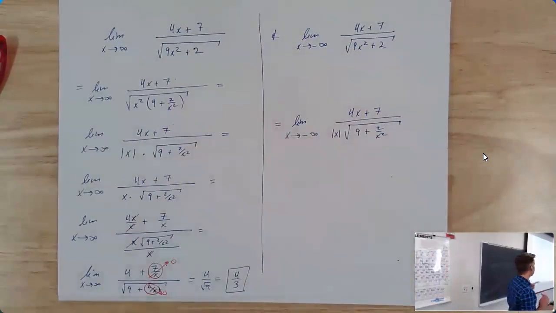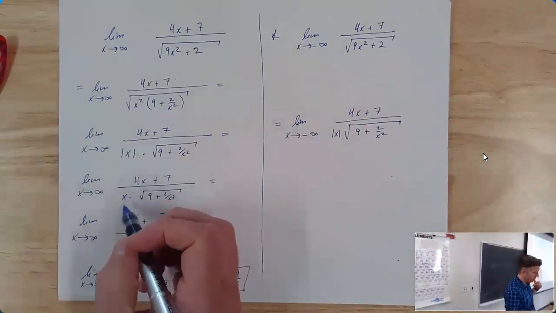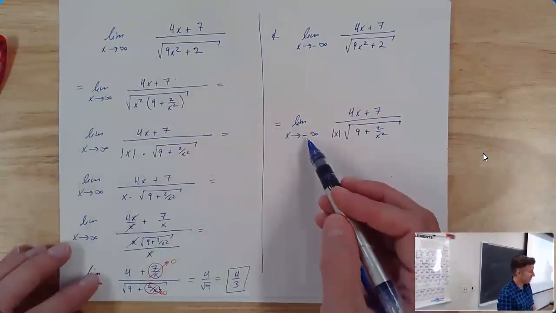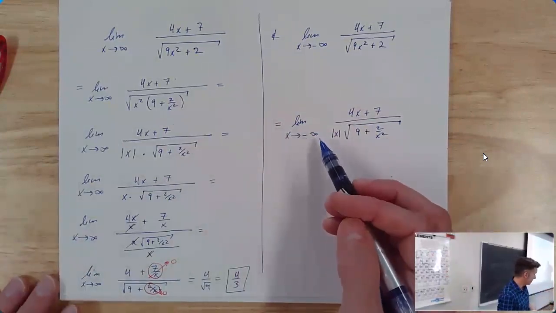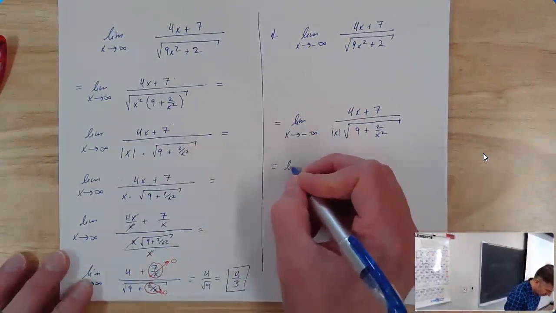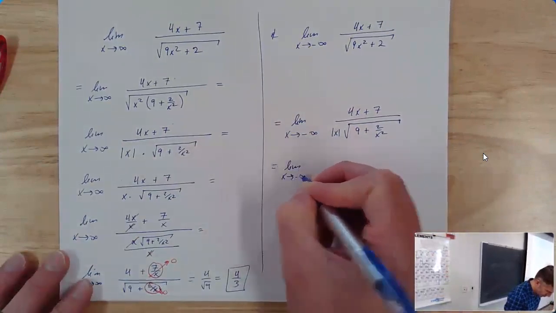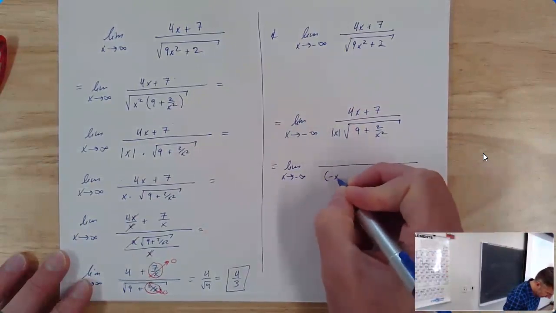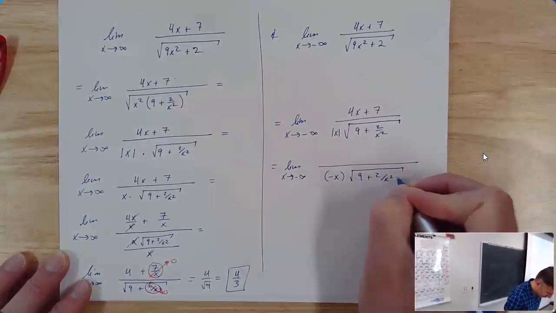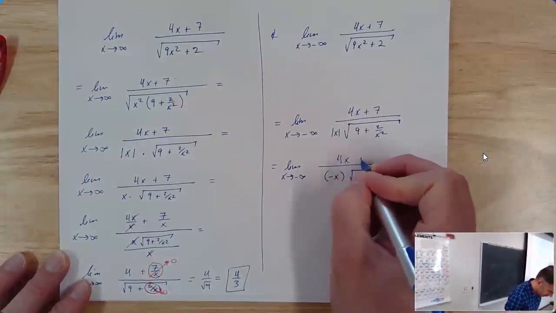But now at this next step, we have to make an observation that's slightly different from before. Here, the absolute value of x was just good old x, because if x is positive, the absolute value of a positive number is a positive number. But here, since x is very, very negative, the absolute value of x is no longer just x. The absolute value of x is going to be negative x. And then everything else is still the same.